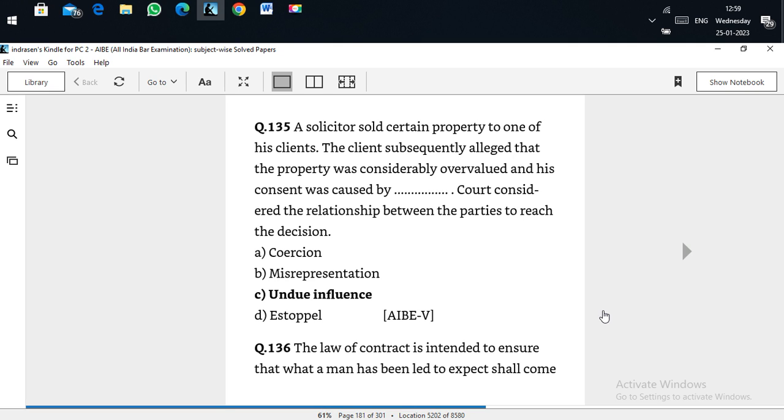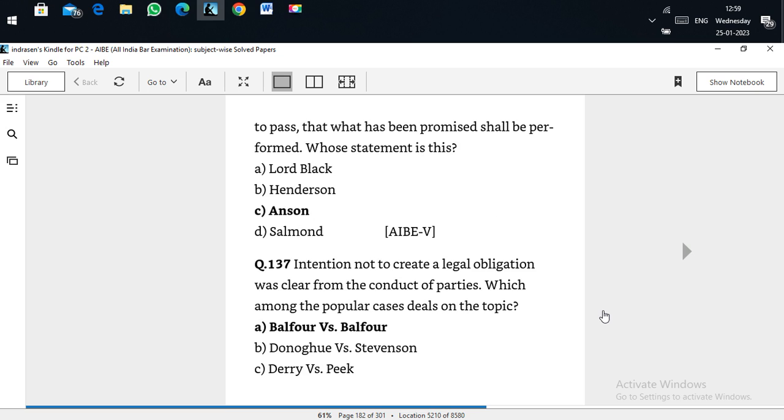The law of contract is intended to ensure that what a man has been led to expect shall come to pass, and what has been promised shall be performed. This is Anson's statement. The intention not to create a legal obligation was clear from the course of conduct of the parties. Balfour versus Balfour is a popular case on this.